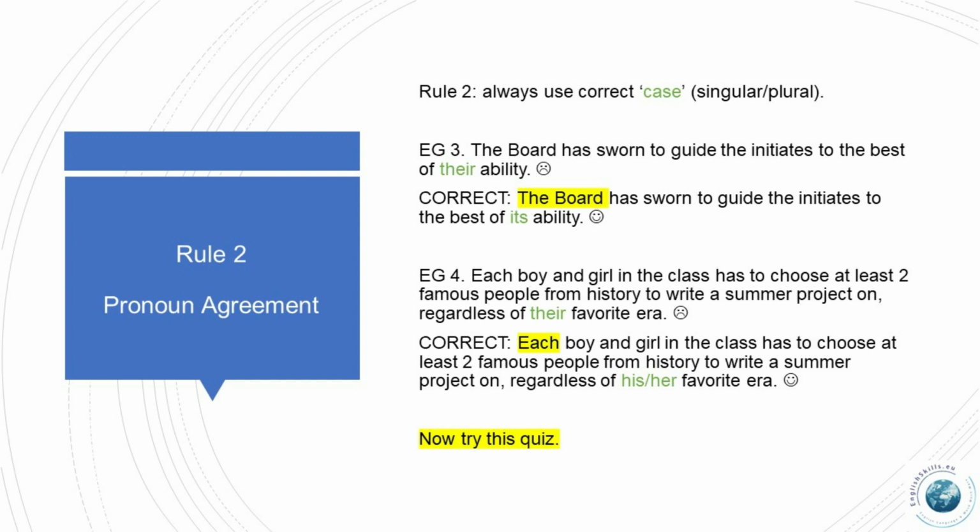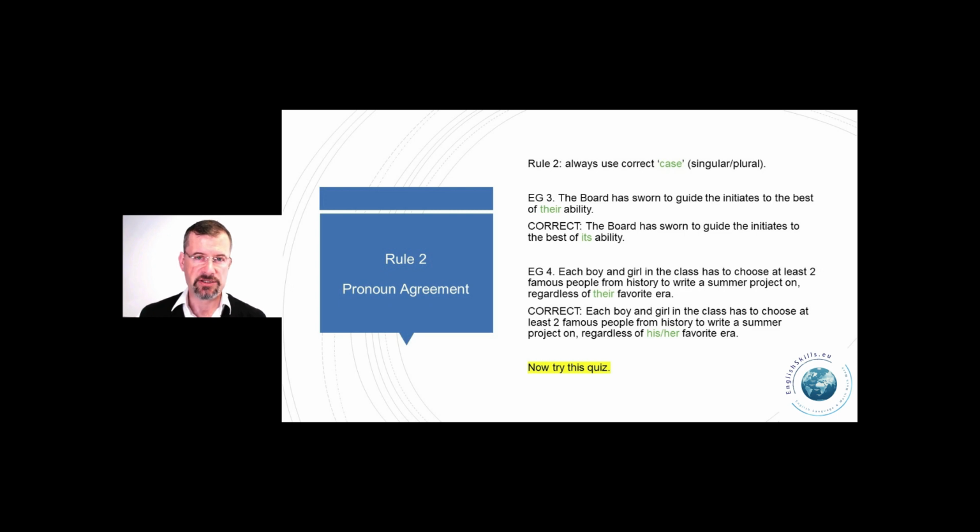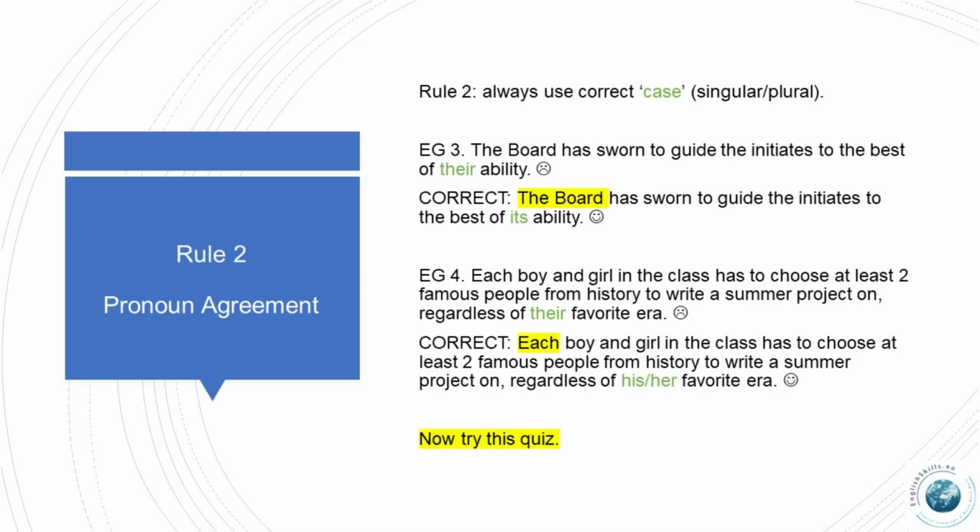Next, final example in this particular part for Rule 2, pronoun agreement, example 4. Each boy and girl in the class has to choose at least 2 famous people from history to write a summer project on, regardless of their favorite era. Again, the main subject is not boys and girls. The main subject is each boy, okay, and each girl. The word each, the word every, each and every one, for example, refers to one separately within the whole group. So in this case, to avoid any issues, we say regardless of his or her favorite era. So you can see that in the correct version.